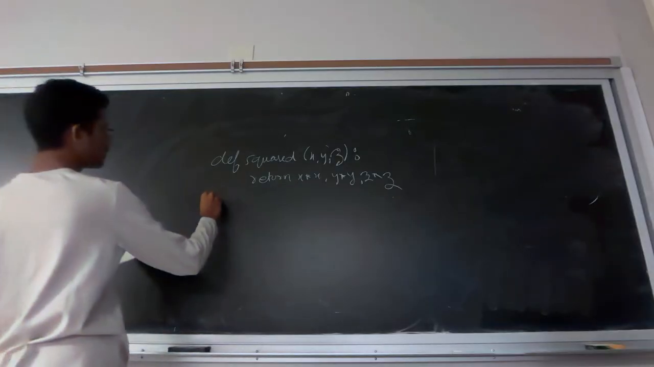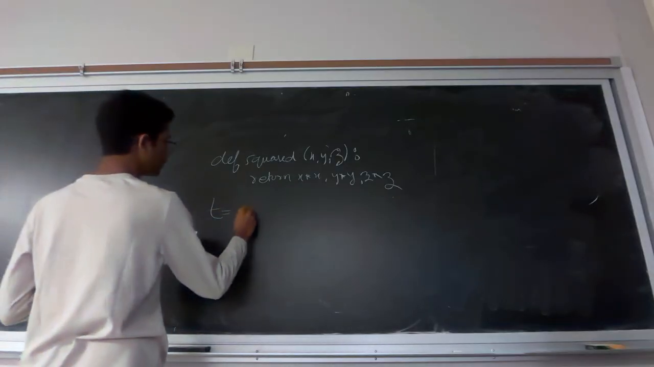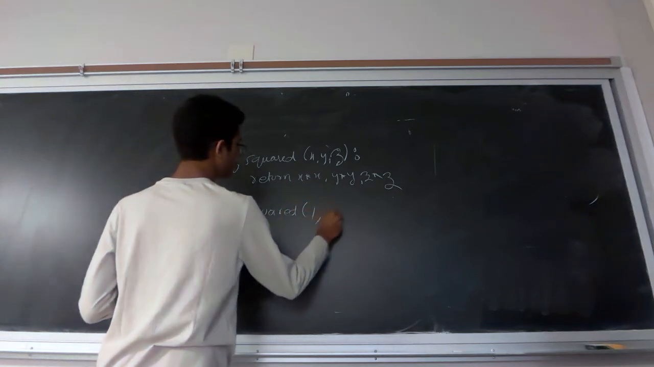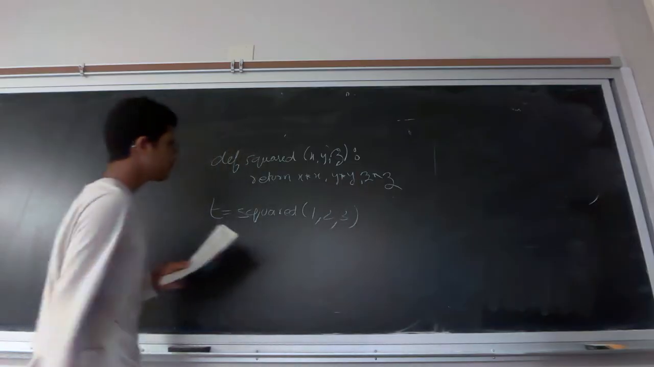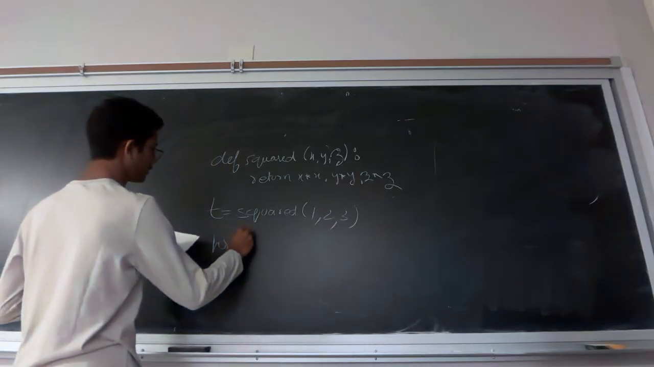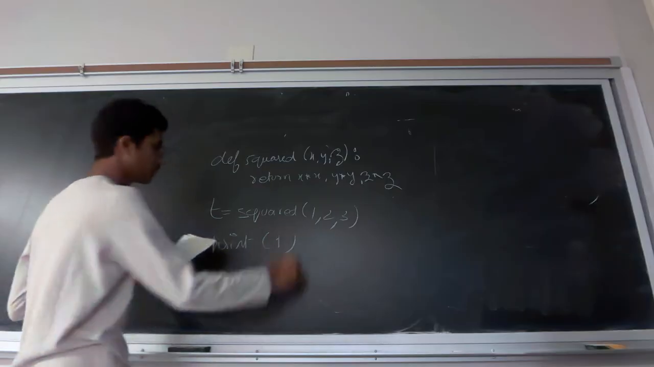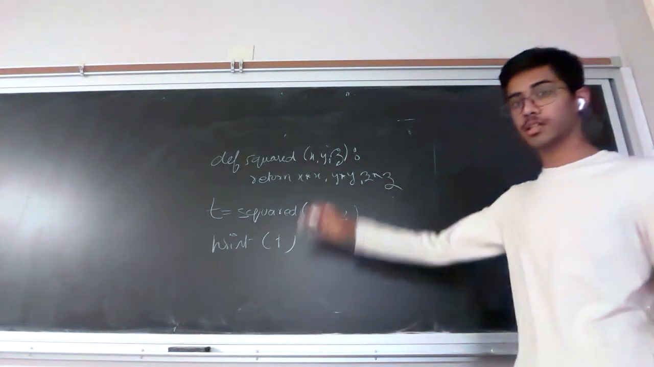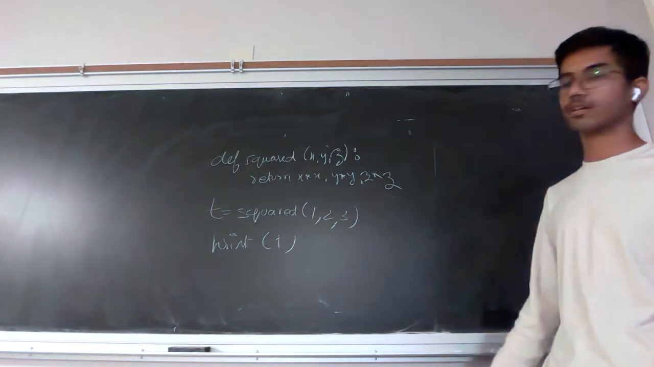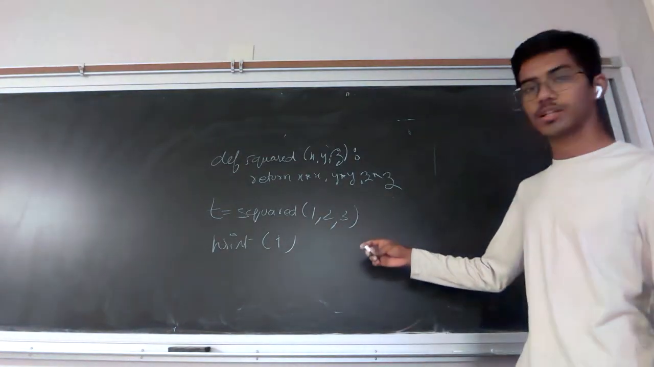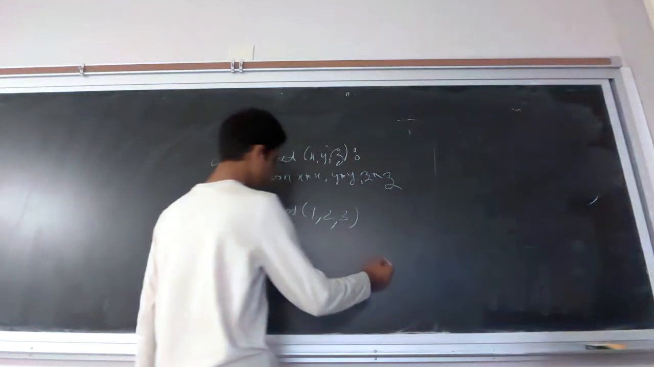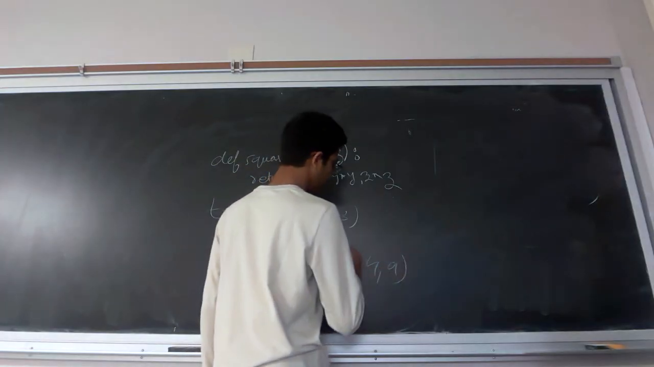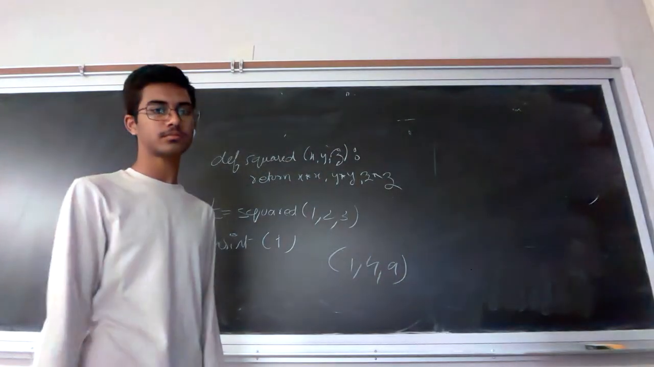And let's say I want to save it in some variable, t is equal to squared of 1, 2, and 3. And then I say print t. So what do you think the value of t would be? I'm getting three values in my return statement. So how would that look? In this case, it would be saved as a tuple. So when you print it, the value will be 1, 4, 9 in tuple form.